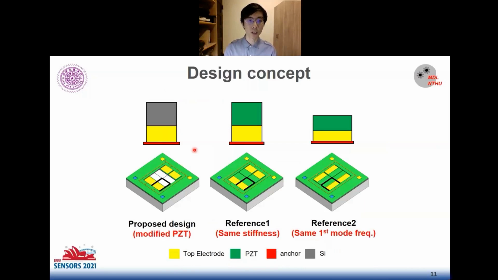So the proposed design modifies the PZT and electrode placement at the same time. And also this study proposed two types of reference. The first one has the same geometry as the proposed design, and the second one changes the length-width ratio to make the resonant frequency the same as the proposed design.